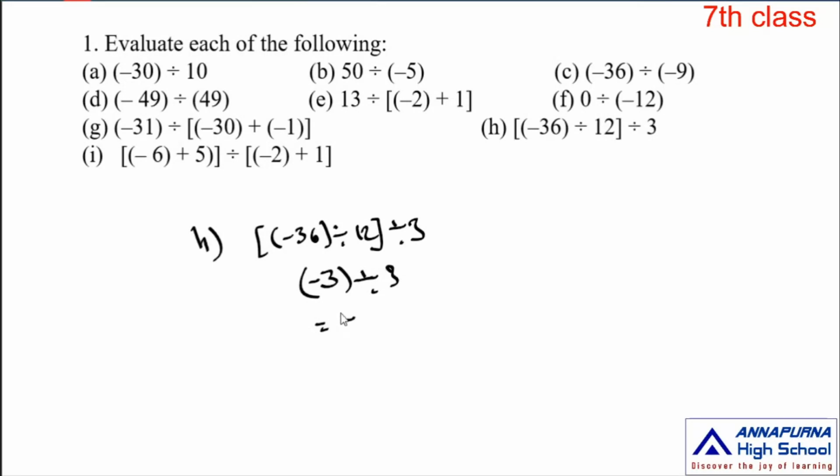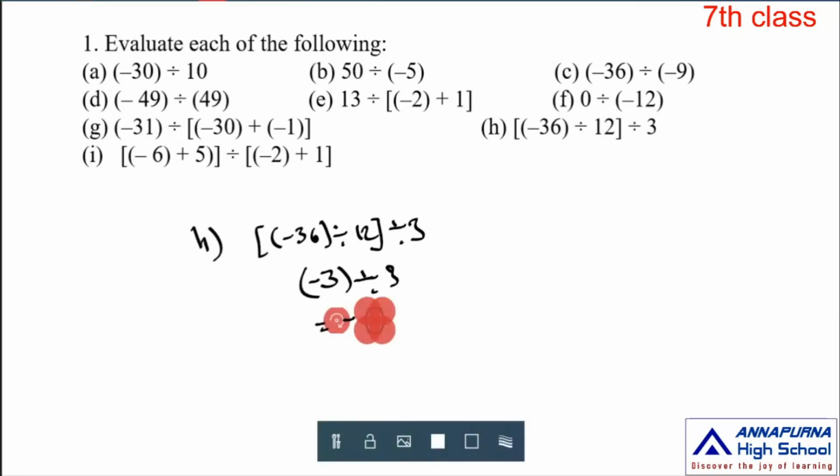So you should remember all these rules. The coefficient of negative and positive is negative, positive and negative is negative, and the coefficient of two negative integers is positive. All these things keep in mind. Now we will get negative. In 3 how many times? 1 time. Therefore, which is equal to 1.